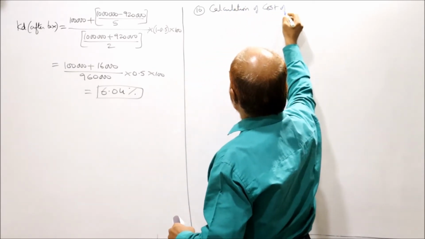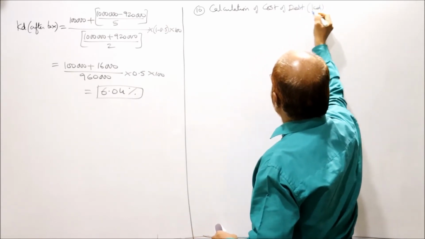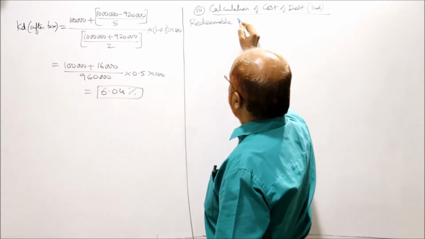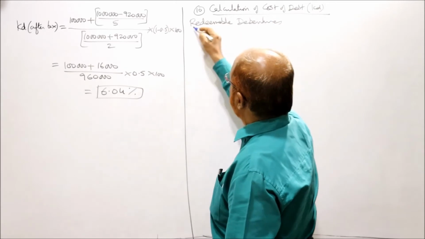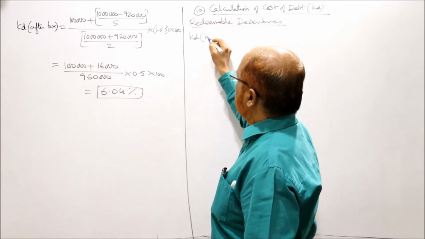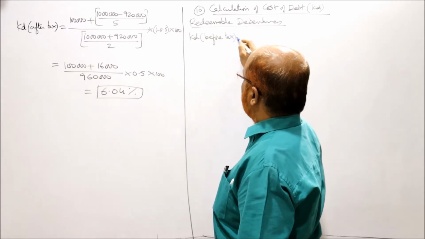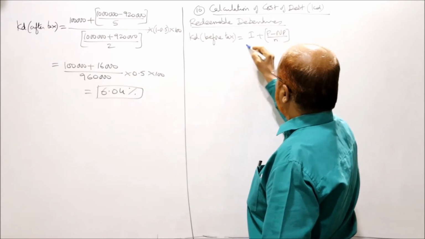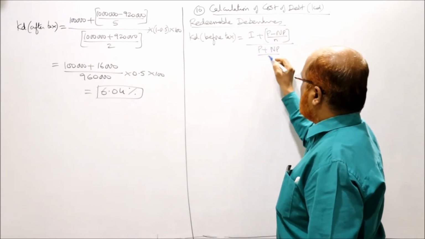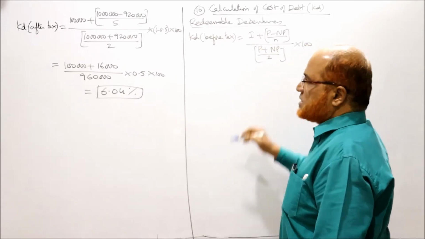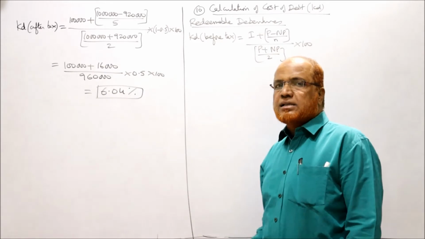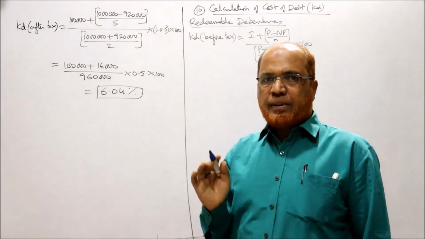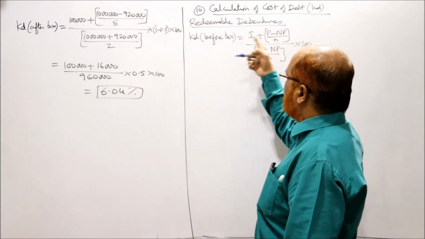Calculation of cost of debt, KD. Redeemable debentures. KD before tax. See, I am calculating before tax. Before tax means we are not going to multiply with 1 minus t. If we have to calculate after tax, we multiply with 1 minus t. Here, without 1 minus t, before tax.